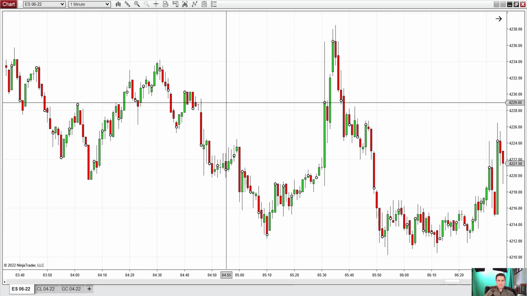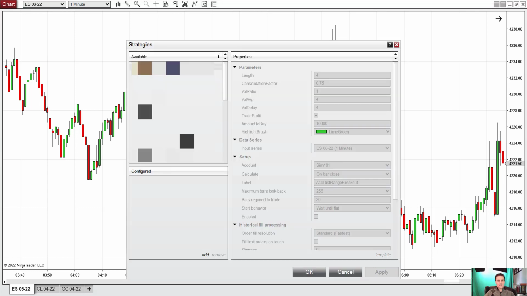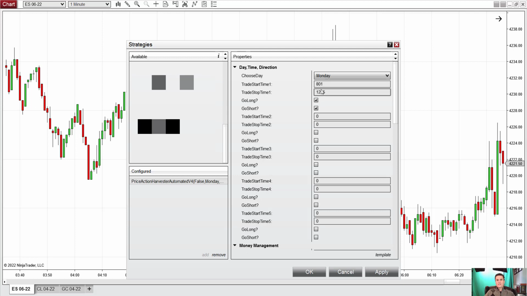So all I'm going to do is the following. I'm going to load the strategy, price action harvester automated. Okay, this is the portion I was referencing. Well, today's Thursday, March 10th. Let's go and choose Thursday. This portion right here, day, time, direction, all the way from trade start time 1 through 5 is the historical price action plus current price action strategy.